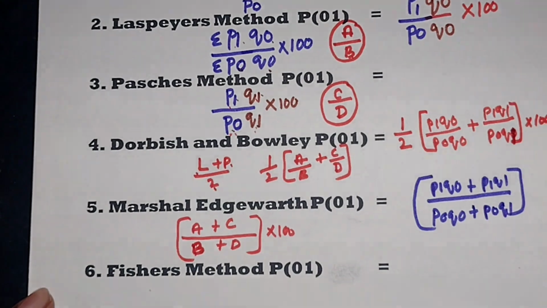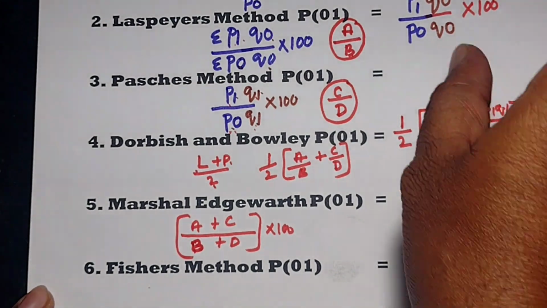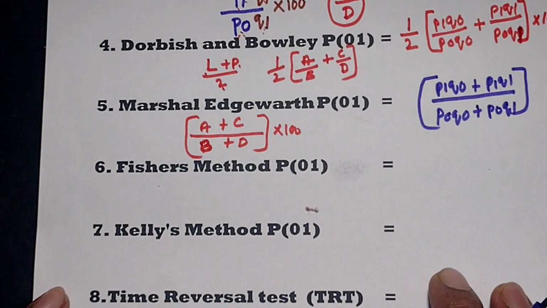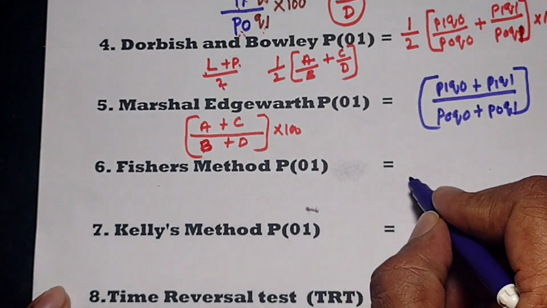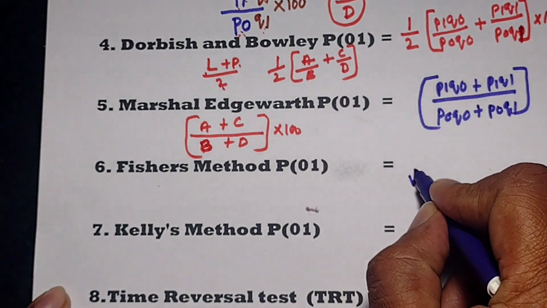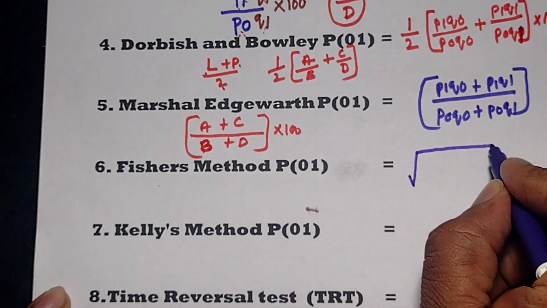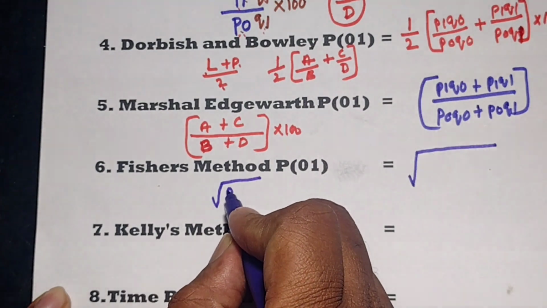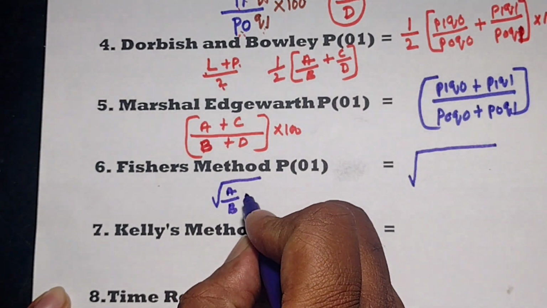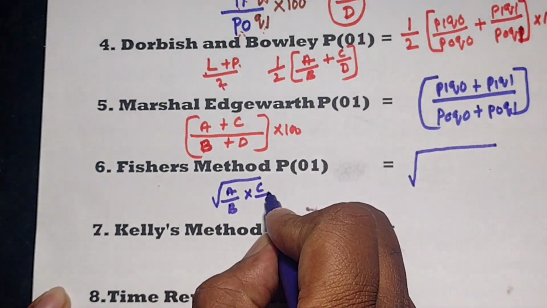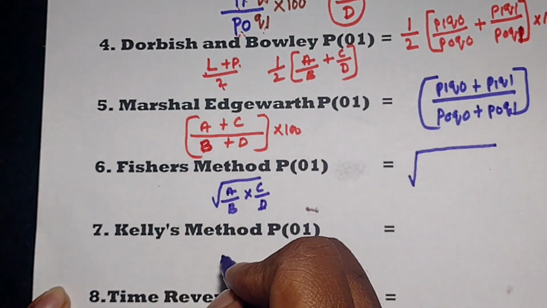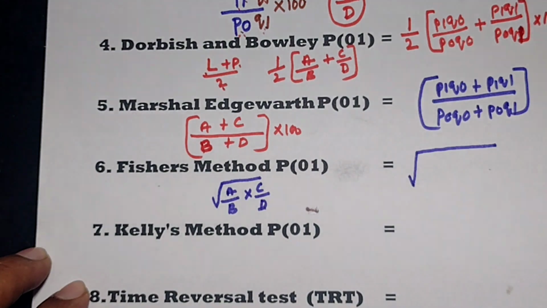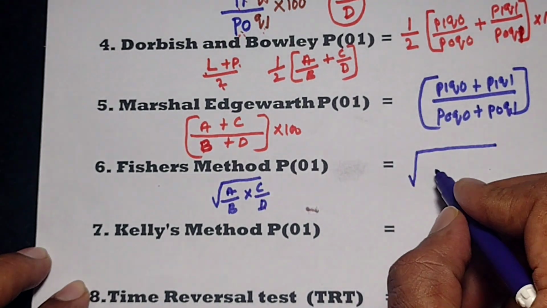Yes. Next, coming to Fisher's. So Fisher has made the concept, it is the root of that. Come on, it is the root of A by B into C by D. Some persons call it the geometric mean. A by B into C by D. What is my A?